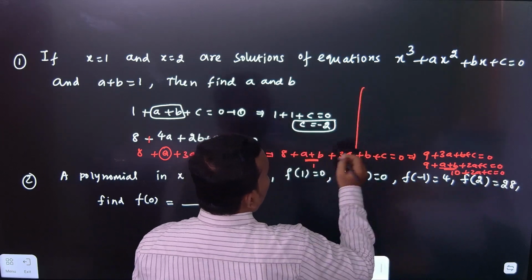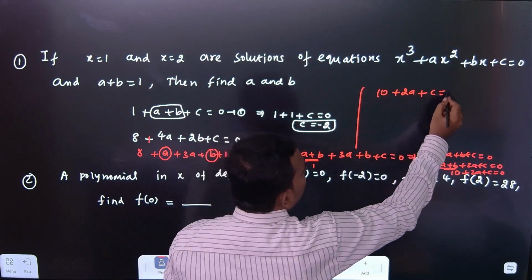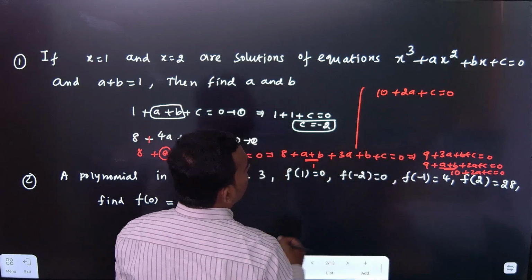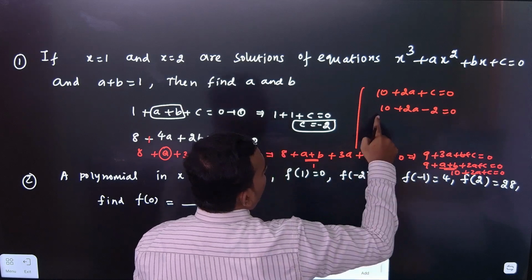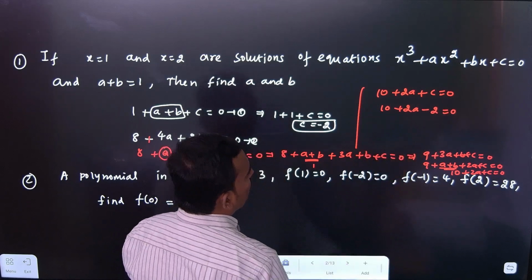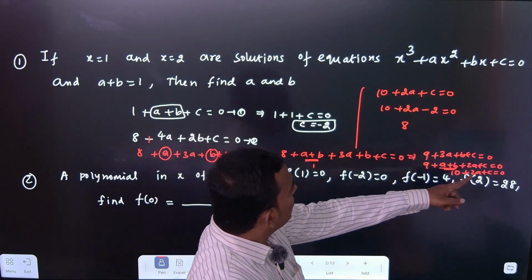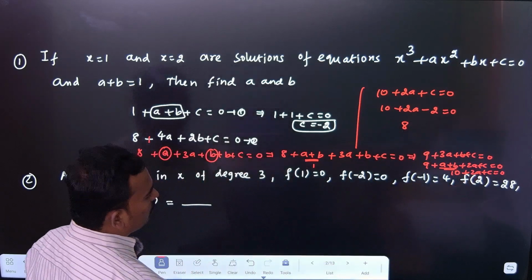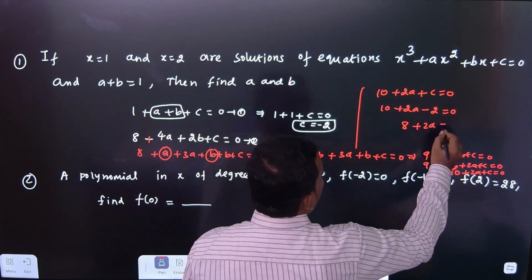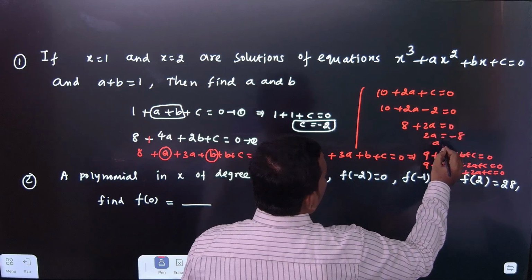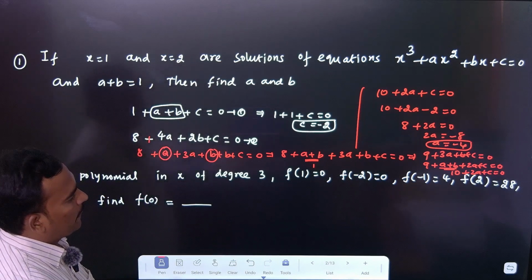Right? Then how to write this? 10 plus 2a plus c is equal to 0, but you know that c is minus 2. 10 plus 2a minus 2 is equal to 0. So 10 minus 2 is what? So 8. Is it correct? C is minus 2 only, no? I am doing correct or not? So 2a plus c, yes, correct. 8 plus 2a is equal to 0, 2a is equal to minus 8, a is equal to minus 4. Okay, a is minus 4.